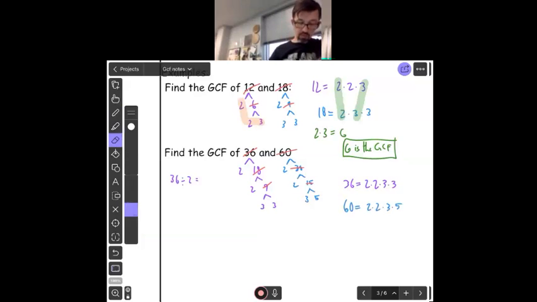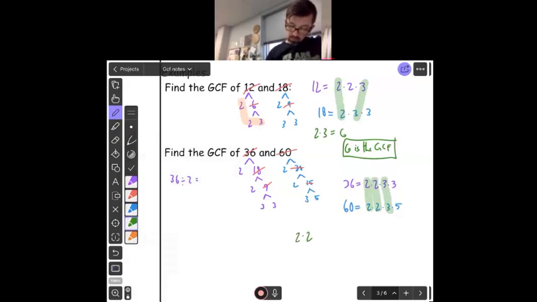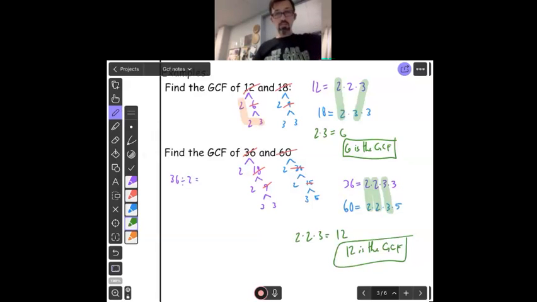Then I go looking for what's common. They both have a 2. They both have a 2. And they both have a 3. So 2 times 2 times 3. 4 times 3 is 12. So 12 is the greatest common factor of 36 and 60.